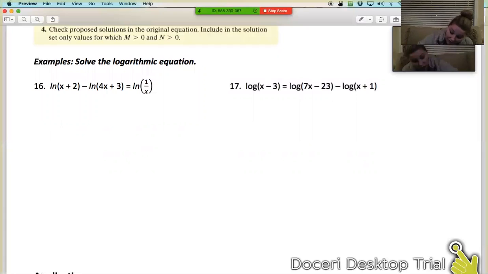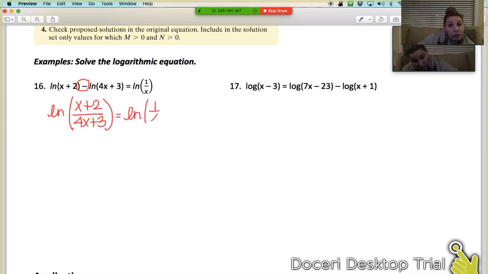Now, when we have subtraction, that condenses to division. And don't forget, whenever you condense, we're going from 2 logs to 1 log. So you should not have a natural log written more than 1 time. So we're going to just have the natural log of x plus 2 divided by 4x plus 3. And that is equal to the natural log of 1 over x. Well, that tells me then, based on this property, that these two quantities have to be the same.